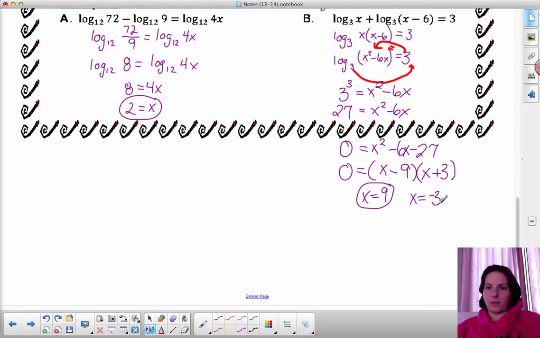But let's check negative 3. The moment we plug it into this first one, log base 3 of x, log base 3 of negative 3, we're not allowed to do that, so this x equal to negative 3 isn't going to work. So we only have one solution to this last problem.